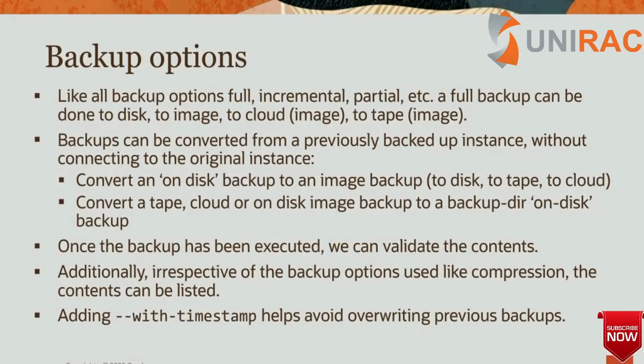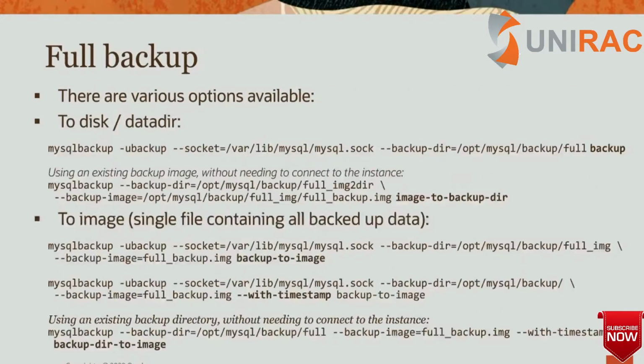If we wanted to use an existing backup image, so we don't have to connect to the instance, we're converting it here. So we're saying, okay, we've done that backup, right? What I want to do is now convert it to an image backup. So I'm going to say the backup image is going to come from here. This is the backup directory there. I'm going to say image-to-backup-dir, you can see that in bold there. Image-to-backup-dir. So we're converting that from an image to a backup dir.